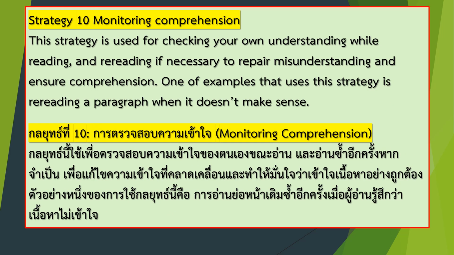Strategy 10. Monitoring comprehension. This strategy is used for checking your own understanding while reading and rereading if necessary, to repair misunderstanding and ensure comprehension. One of examples that uses this strategy is rereading a paragraph when it doesn't make sense.